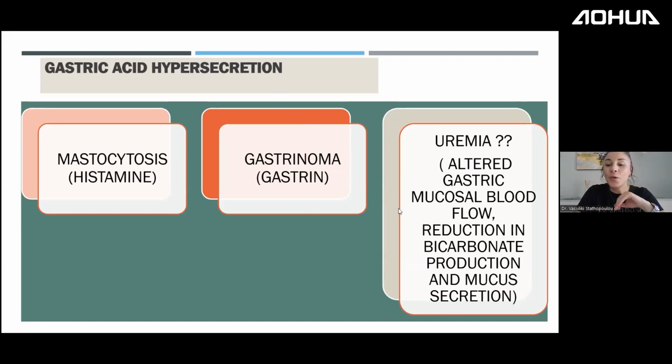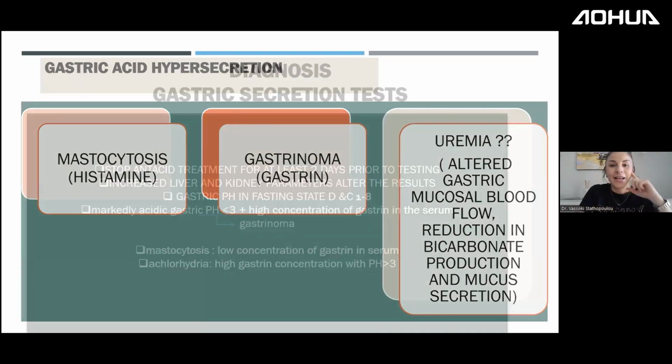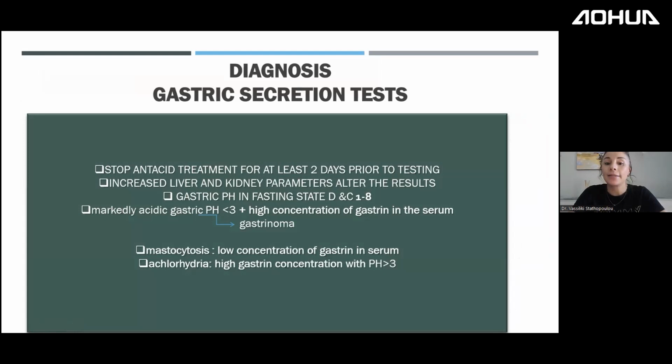And uremia, I have to put a slash here because this is not the case anymore, as recent research shows. Okay. So how do I diagnose it? You stop antacids for at least 2 days prior to testing, and then you take the gastrin and send off for gastrin concentrations. Also, if you have increased liver or kidney parameters, this could alter the results. The gastric pH in a fasting state is between 1 to 8. As we saw, it's close to 1.1 to 2.